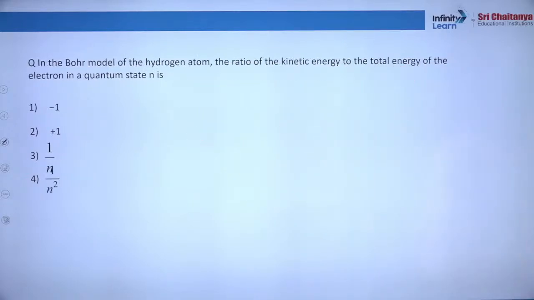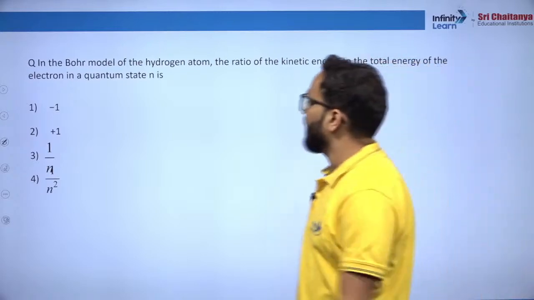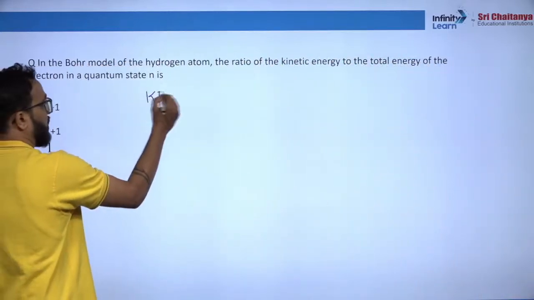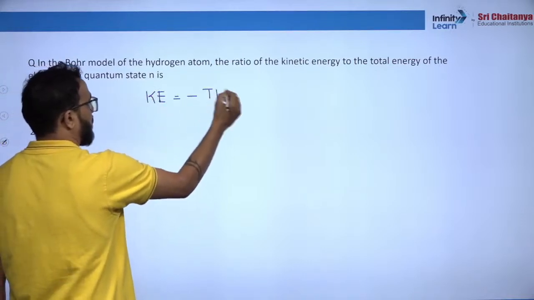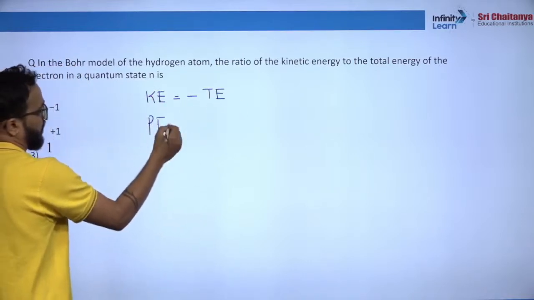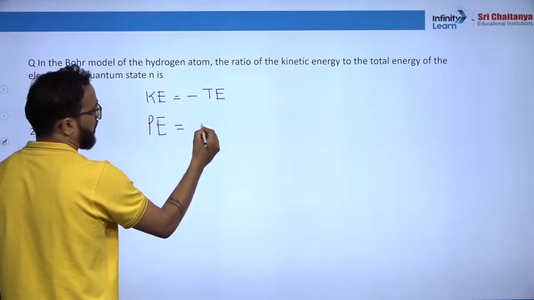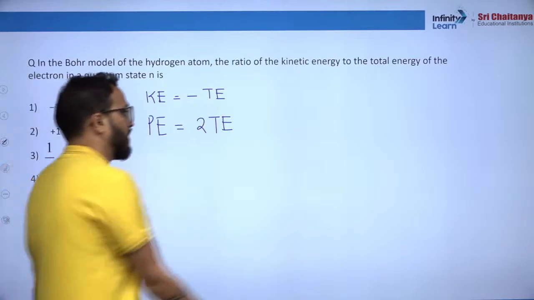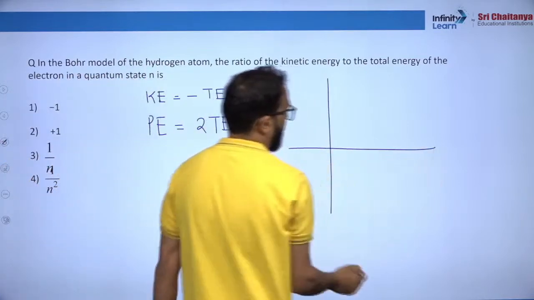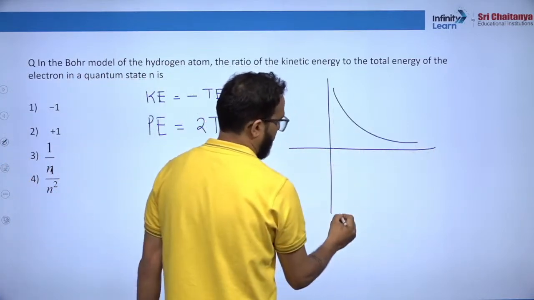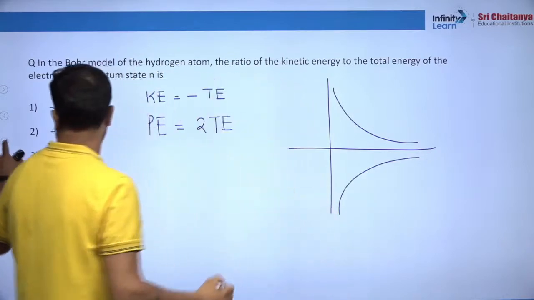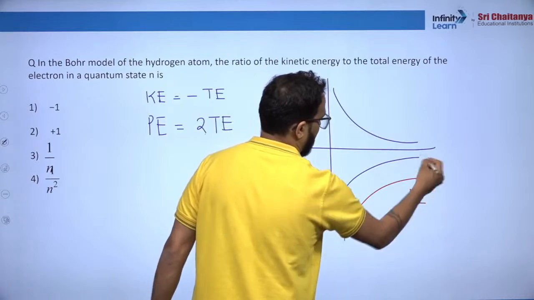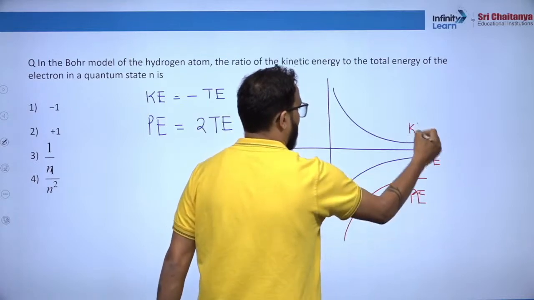Yes, perfect. So in the Bohr model of hydrogen atom, always remember, kinetic energy is minus of total energy, and potential energy is 2 times total energy. Did you understand? And the graph is also very important. This is kinetic energy, this is total energy, and this is potential energy. This is potential energy, this is total energy, this is kinetic energy.